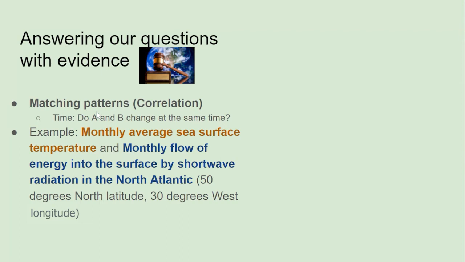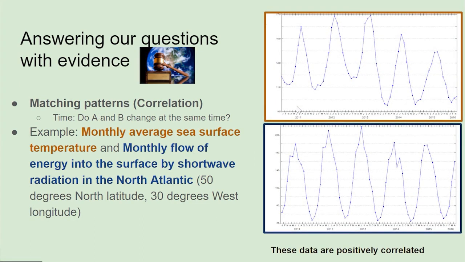We're going to look at a specific location in the North Atlantic, 50 degrees north latitude and 30 degrees west longitude. So if we look at a plot of these two time series at that location, you should notice that the increases and the decreases between the two datasets line up very well. You can see that when there are high values of sea surface temperature, there's high values of shortwave radiation, and the opposite is also true. This is an example of two datasets that are positively correlated.